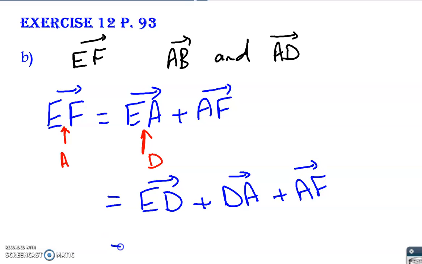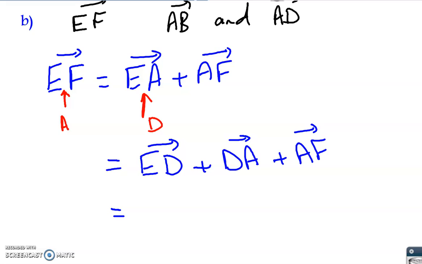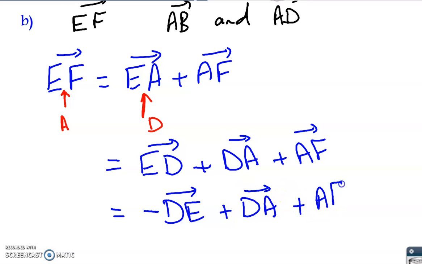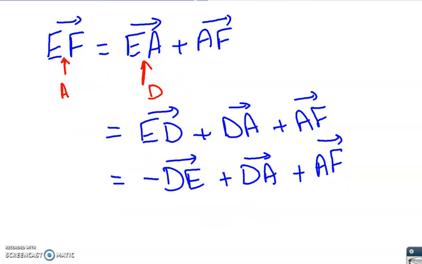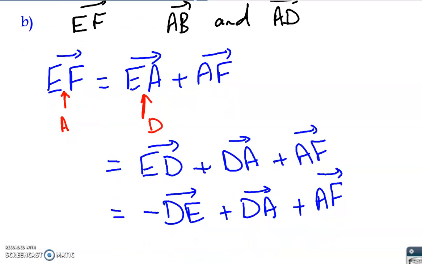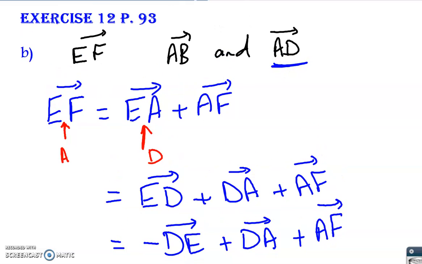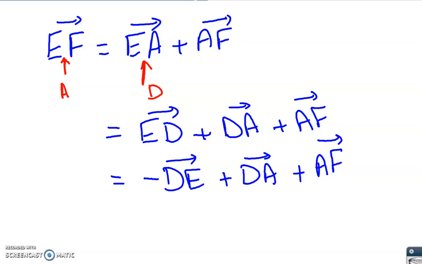Now we continue. ED is minus DE. We are given that DE is 5 over 4 DA. So it means minus DE, plus DA, plus AF. I'm writing it in too much detail, but you don't need to do this. Now let's substitute. DA, I want to flip it also to get AD because I want it in terms of AB and AD. So now let's substitute. Minus DE is minus 5 over 4 DA.